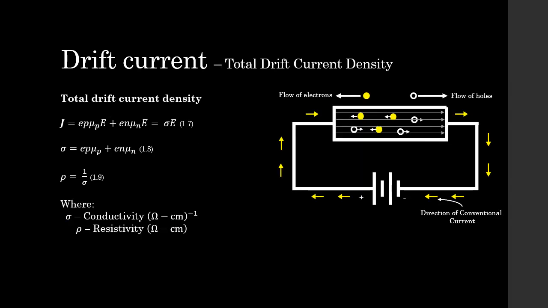drift current density, which is equation 1.7, and it's simply summing the drift current density of the electrons and the holes. And we can make this equation look a bit nicer by putting in the conductivity, which is represented by equation 1.8, and I'm sure you know the resistivity, which is equation 1.9, is 1 over your conductivity. And that, students, is total drift current density.